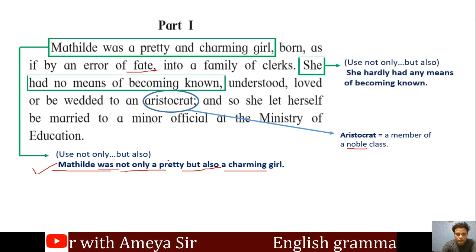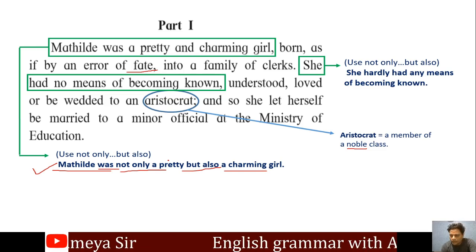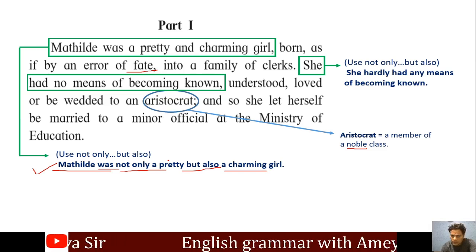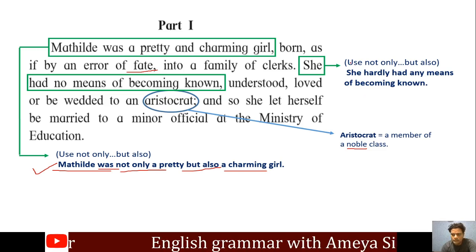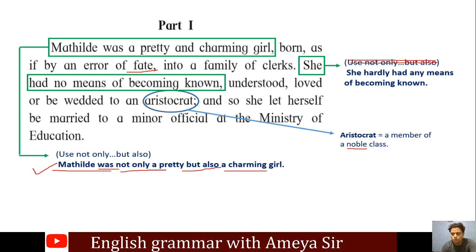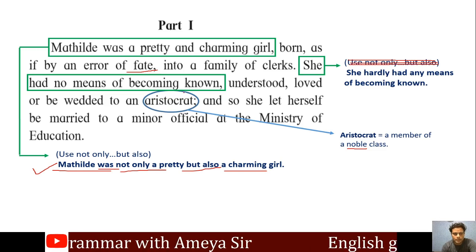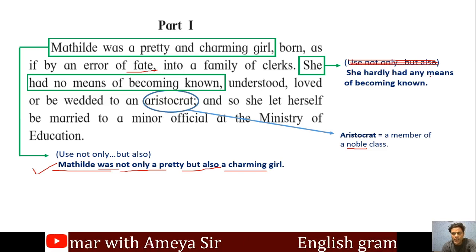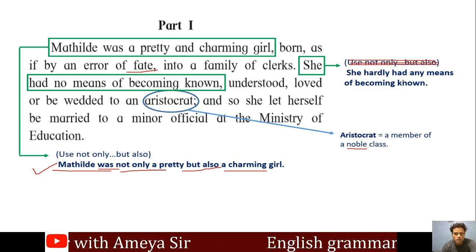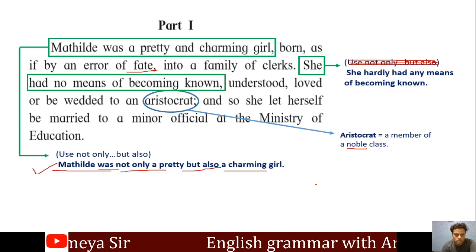What else can you have here? There is another not only but also entry. In fact, this one is make affirmative. So just cancel this and make this affirmative. This entry is for making it affirmative, guys. Affirmative: She had no means of becoming known. She hardly had any means of becoming known. So this one is make affirmative and make the necessary changes.